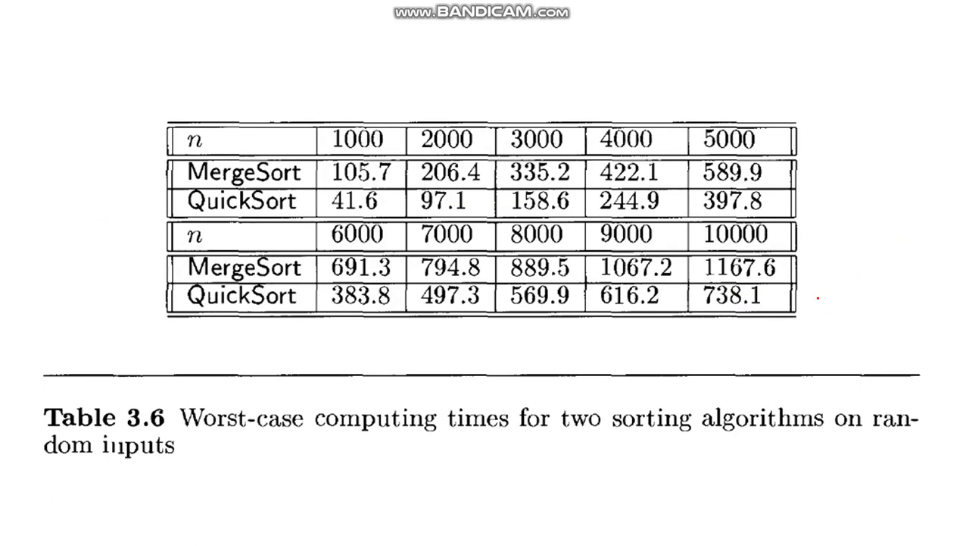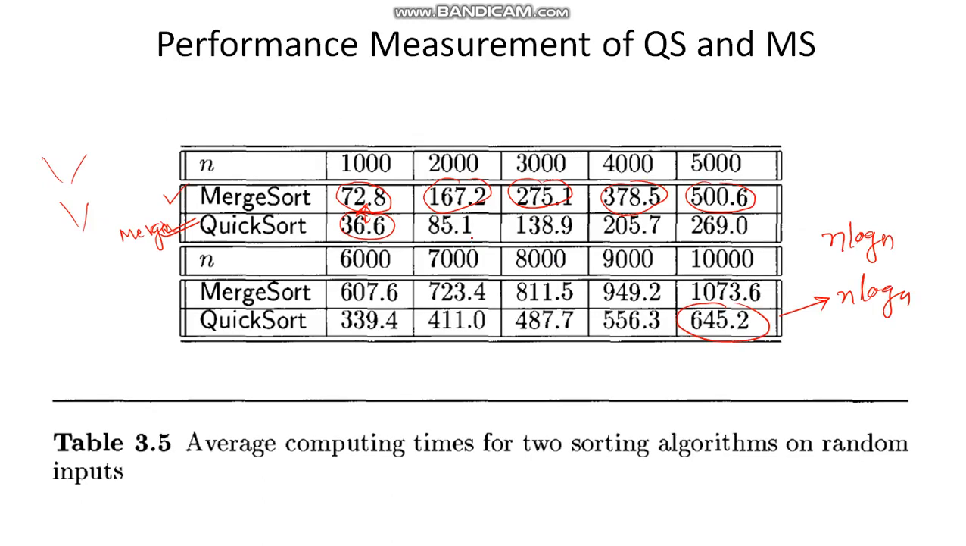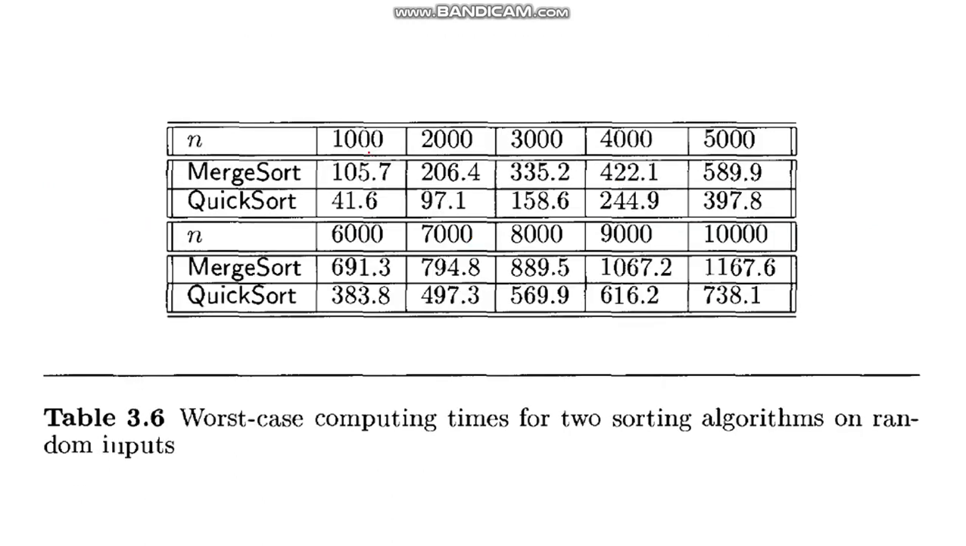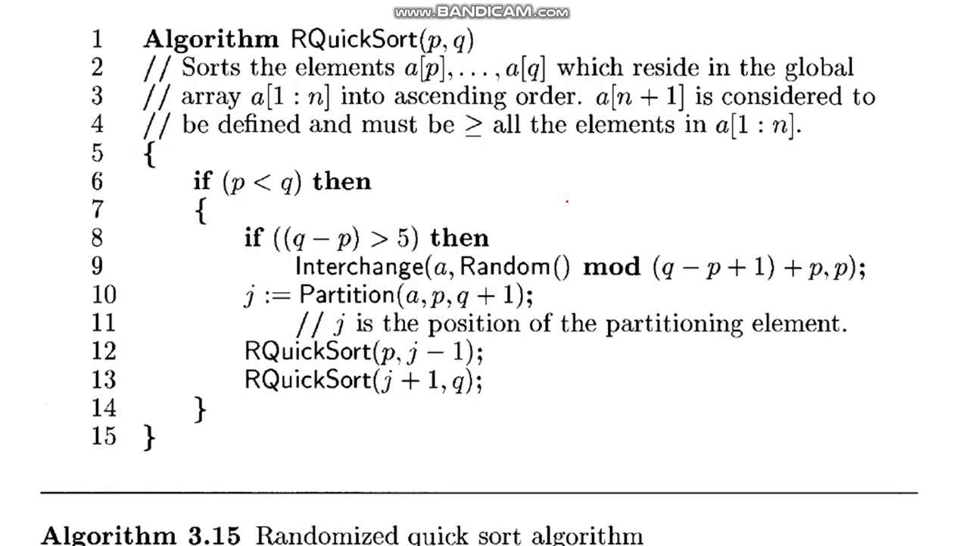Other facts about merge sort and quicksort: these are the worst case comparisons, the previous ones were the average case. In the worst case, you can see here, it is taking nearly 40% of the time taken by merge sort. So 40 to 45% of the time. So it is working far better. So quicksort is always faster than merge sort.